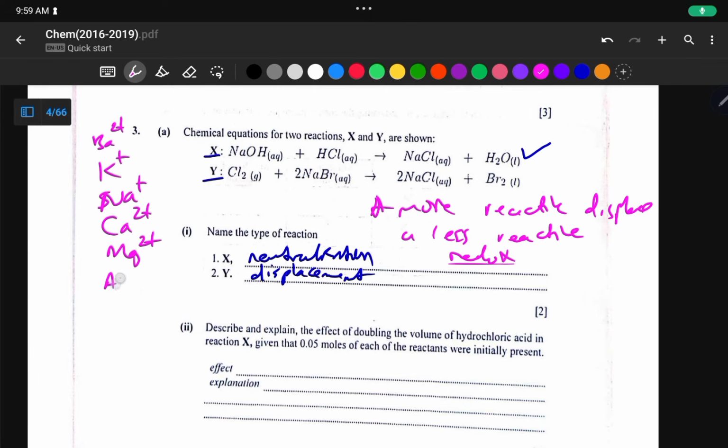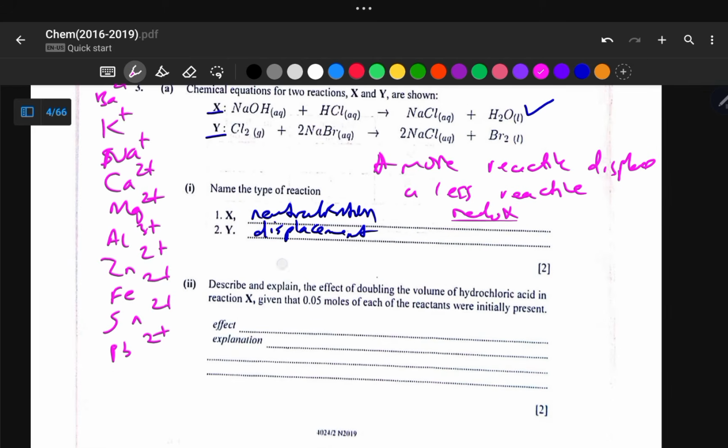aluminium ion 3+, and then zinc 2+, and then iron 2+, and then tin, and then lead, and then the hydrogen ion being the reference. So we need to highlight hydrogen with a different color because hydrogen is our reference point.